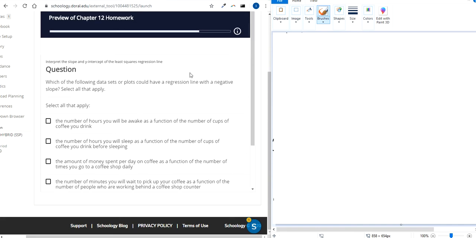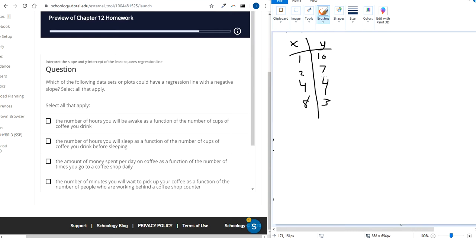Which of the following data sets or plots could have a regression line with a negative slope? Remember, a negative slope means as one variable increases, the other one decreases. So if x is going up, then y should be going down. That would be a negative slope, or it could be vice versa. X could be going down and y could be going up.